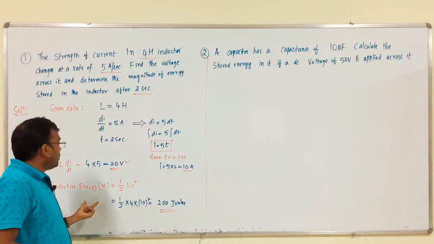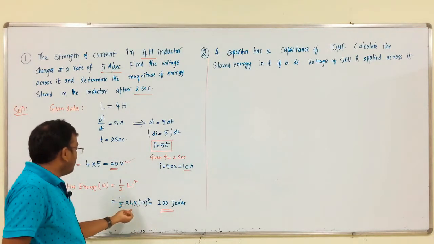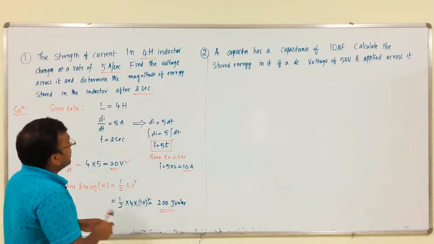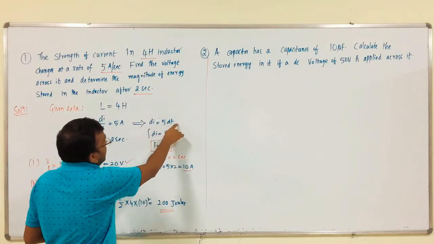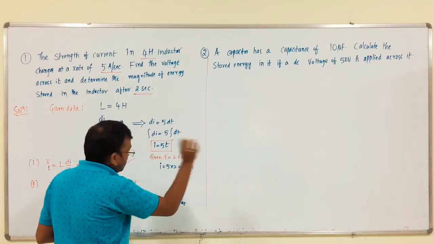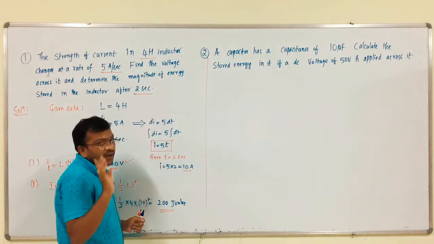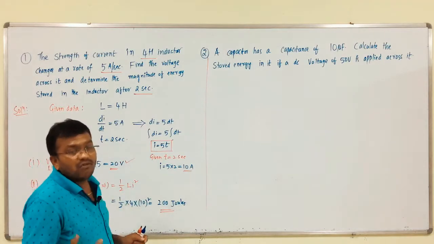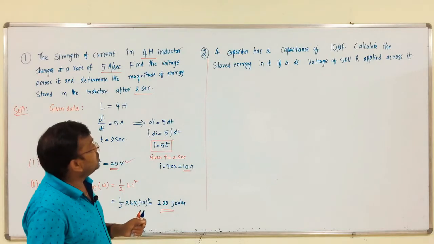Then coming to the inductive energy, half Li square, that is half into L, the value is 4 Henry, but we do not know the value of current. Then go to this relation, di by dt is 5 amps, that is di is equal to 5 dt. If we integrate this, we get i equals 5 t. Then substitute the time value, i is equal to 5 into 2, that is 10 amps of current we got. Then substitute this value here, we will get 200 joules of energy consumed.